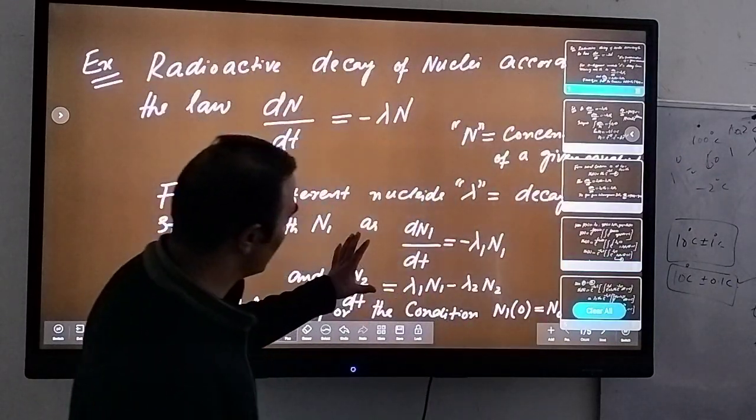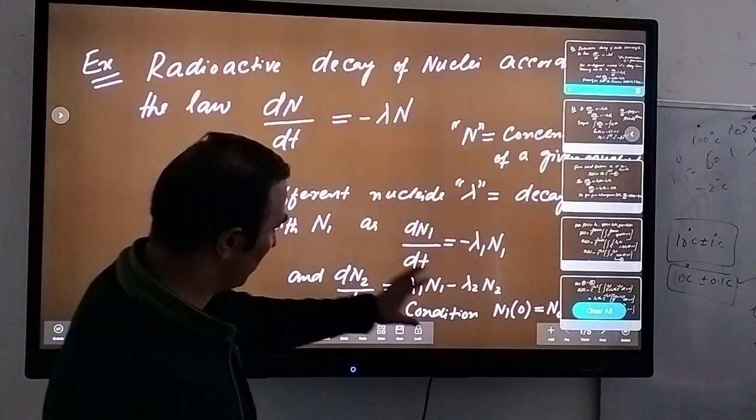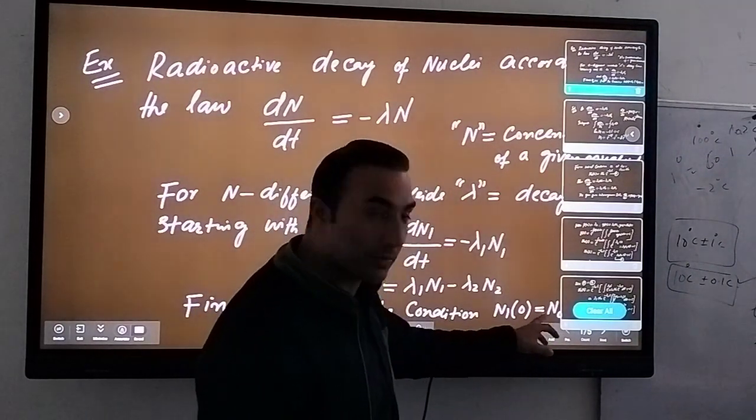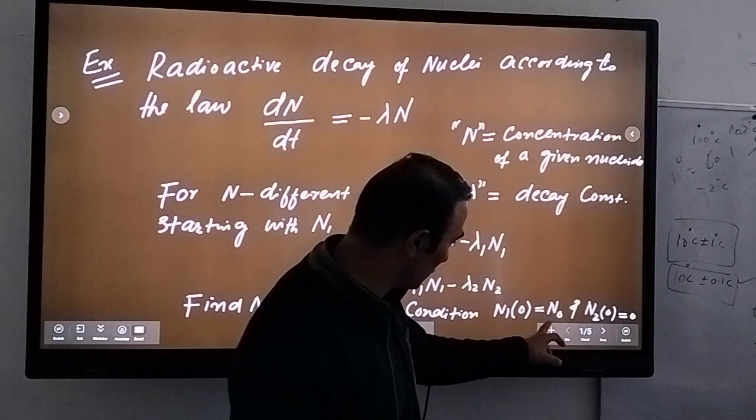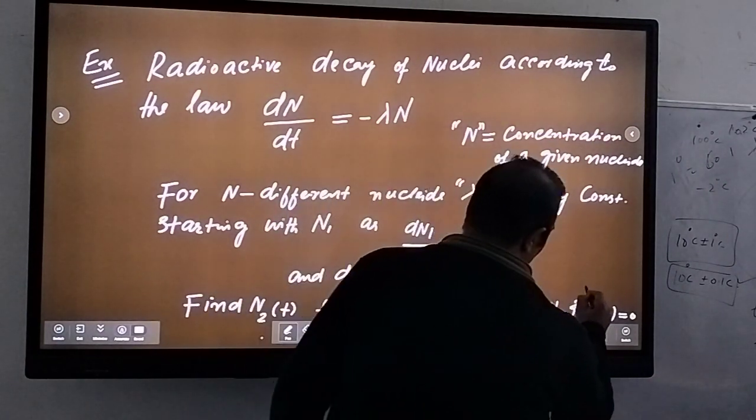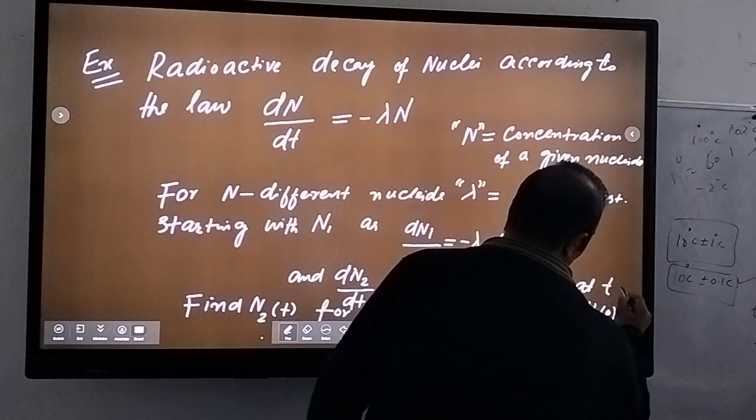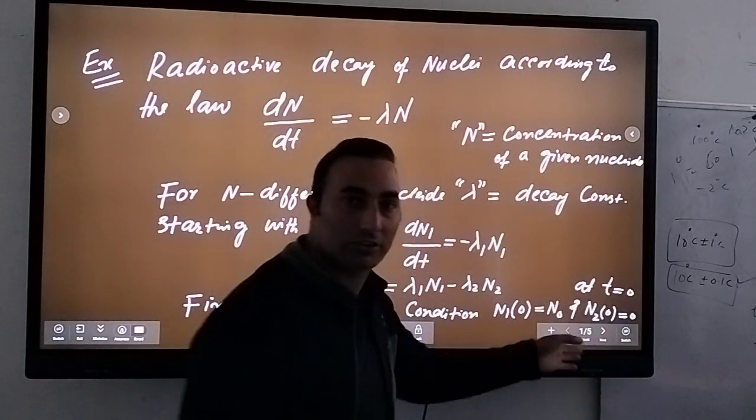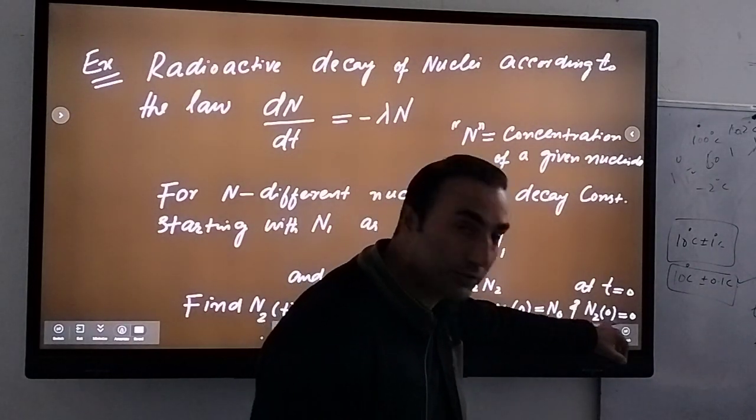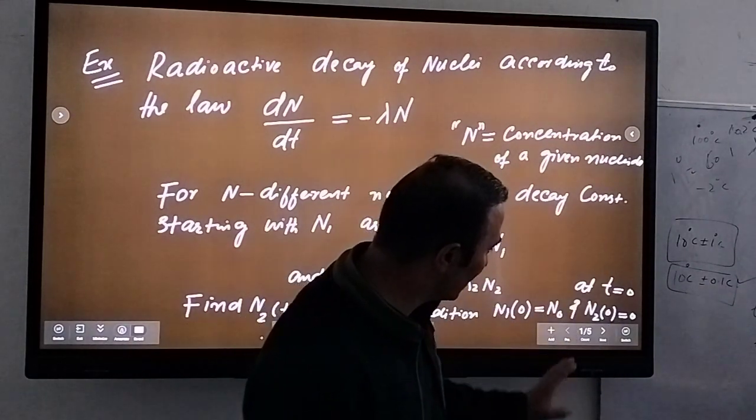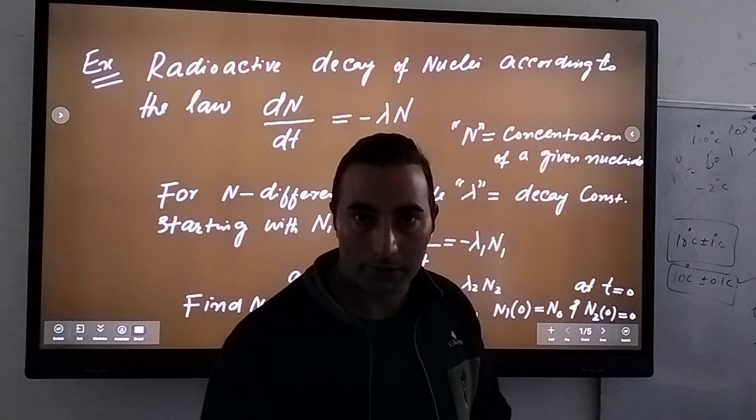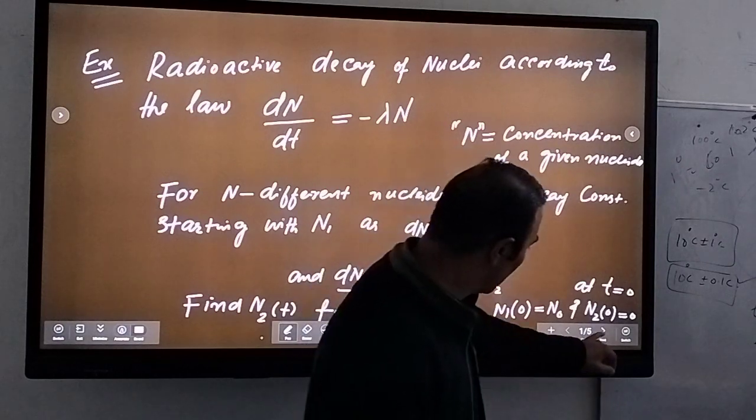At t equal to 0, n1 of 0 equals n0 and n2 of 0 equals 0, right? So this is very important: at t equal to 0, n1 of 0 equals n0 but n2 of 0 equals 0. So using this initial condition, we calculate the value of the constant of integration in this equation.